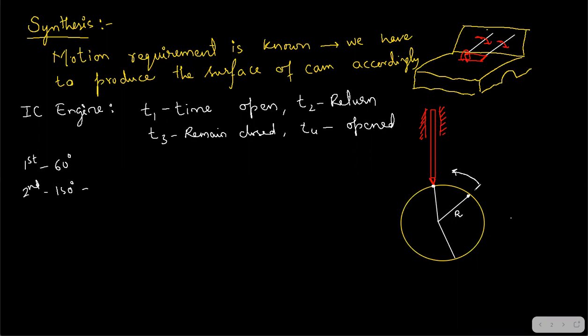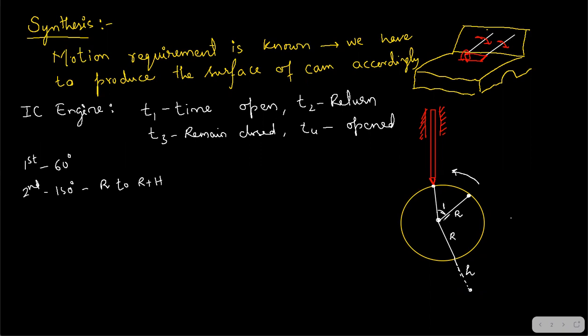That H is the total height raised by the follower. Let's say this is the highest position, H, and this is R, right? So R plus H. For 150 degrees, it has to go from R to R plus H. From R means from this position, R with respect to the center, to R plus H, to this position. Gradually, the follower will rise, right? So this is the next 150 degrees.